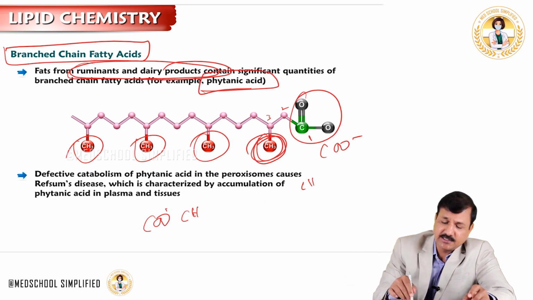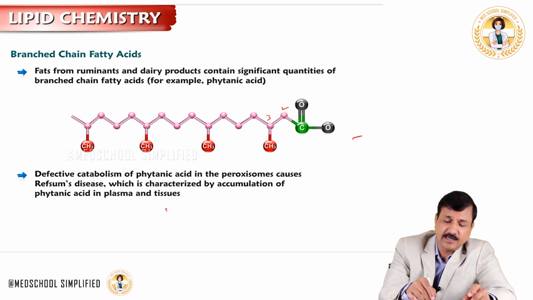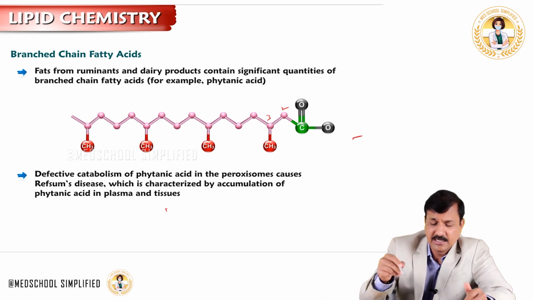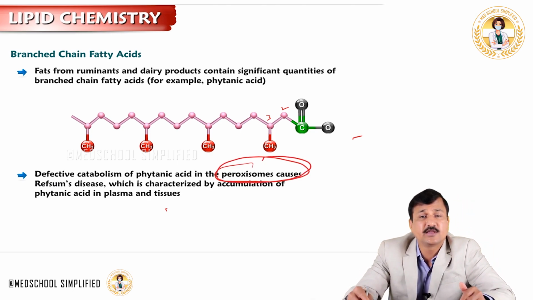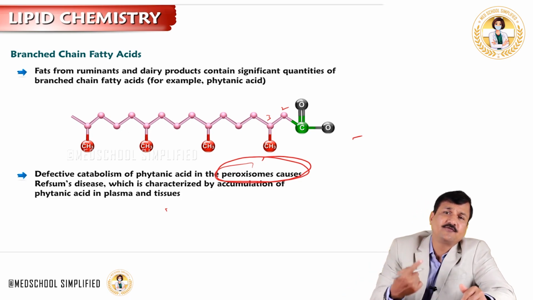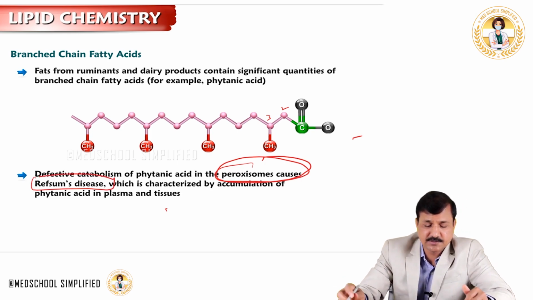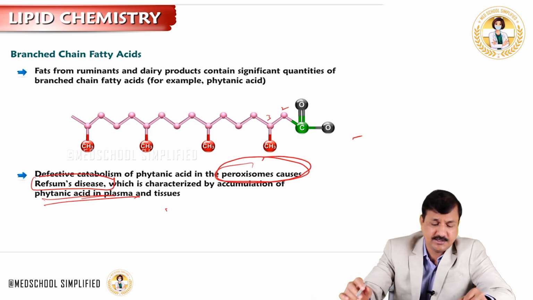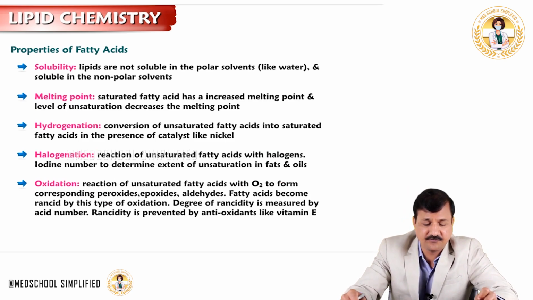So now the branched chain fatty acids become part of our membrane and also part of our body. Whenever the cell turnover happens and the branched chain fatty acid like phytanic acid has to be oxidized, phytanic acid is initially oxidized in the peroxisome and later it is continued in the matrix of mitochondria. So if there is any defect in the oxidation of phytanic acid in the peroxisome, it will give rise to a disease called Refsum disease, and Refsum disease leads to accumulation of phytanic acid in the plasma and tissues. Remember that point also.